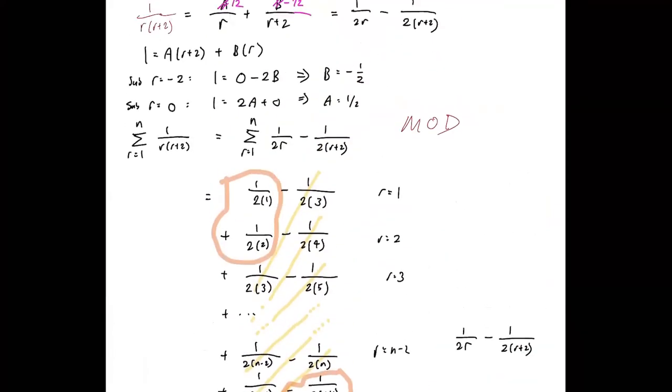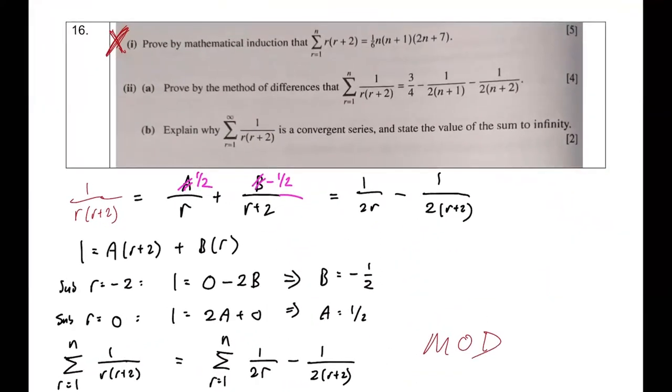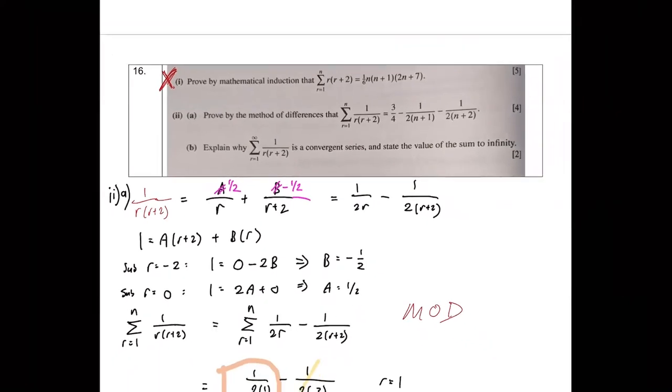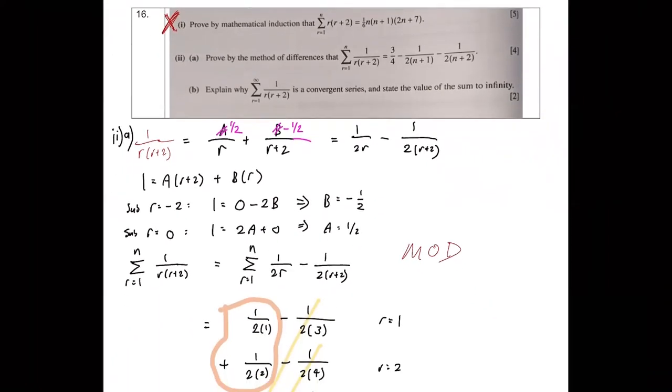Okay, moving on. So now part 2, maybe I should label this part 2, part A. Then now we move on to part 2, part B. Explain why this sum is a convergent series and state the value of the sum to infinity. Okay, so let's see. Actually, you can just take the limit of this expression, but you replace the infinity with n and introduce the limit as n goes to infinity. That's good enough an explanation already.